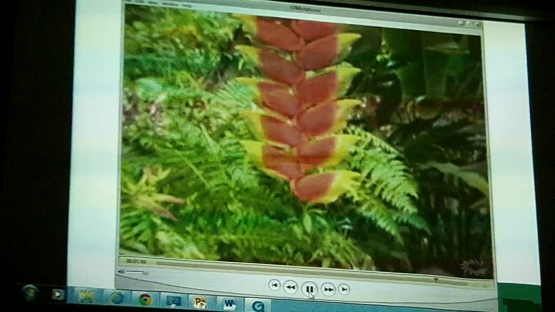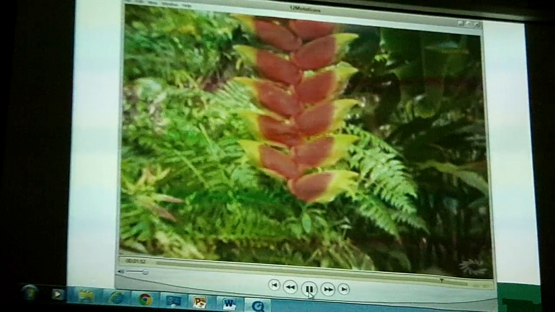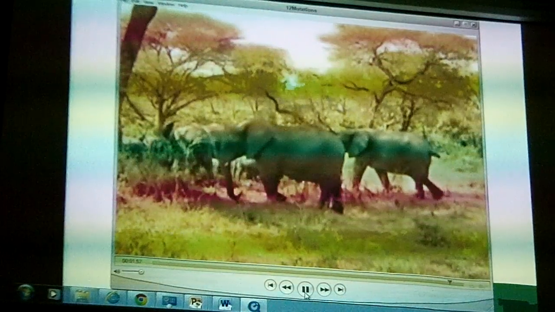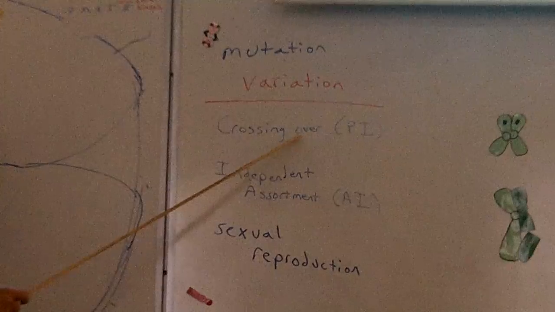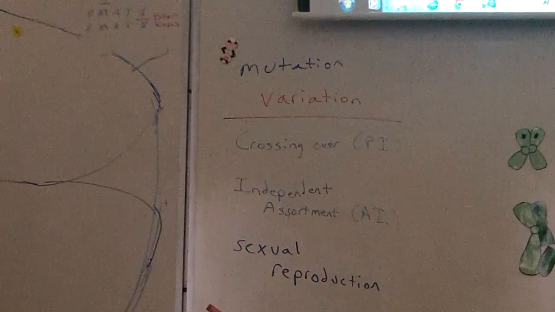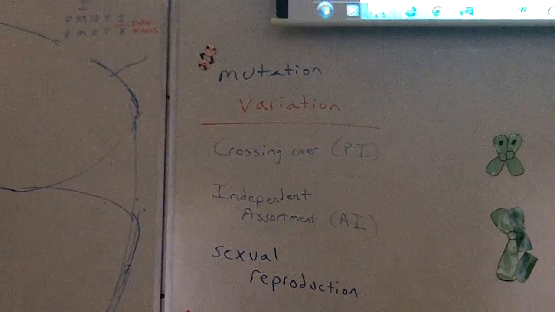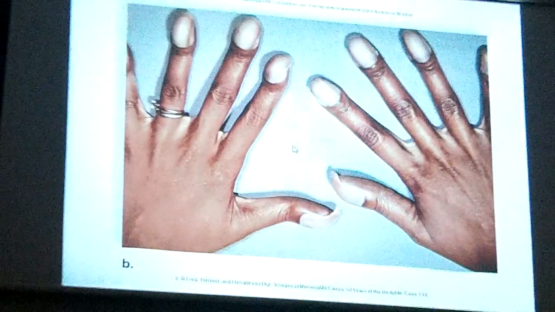Over the course of evolutionary time, mutations in the cells of organisms have led to genetic diversity and the rise of new and more competitive species, better adapted to their environment. So mutation is an important part of evolution, which we're going to learn about. And here are the other sources of variation that we studied. Crossing over, independent assortment, and sexual reproduction. The purpose of sex is for variation. We talked about that when we were doing meiosis. You get more variation of the offspring.